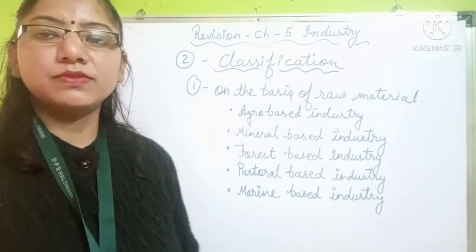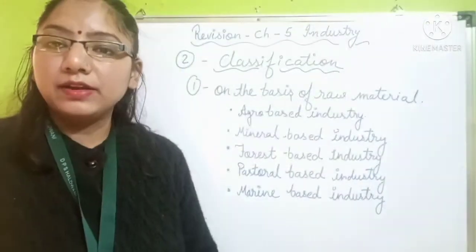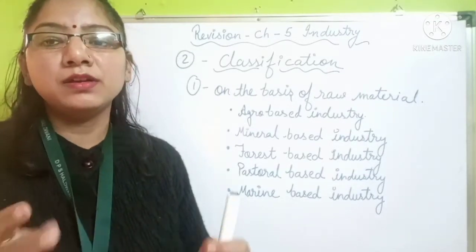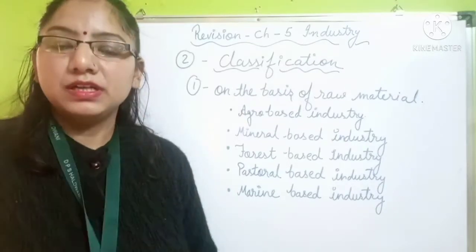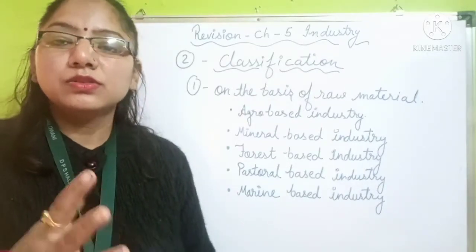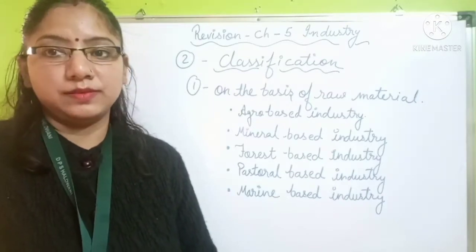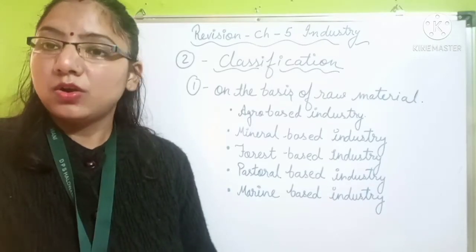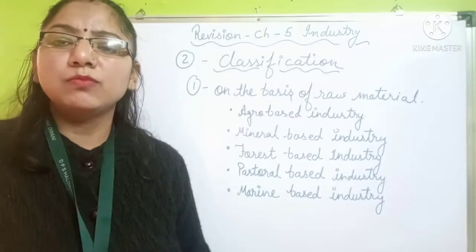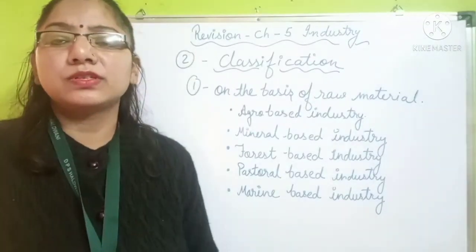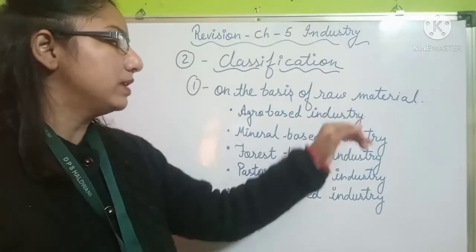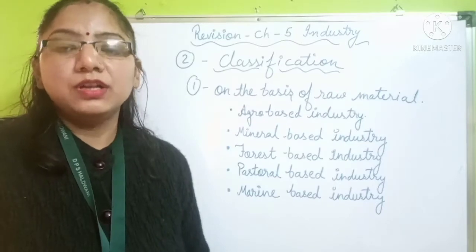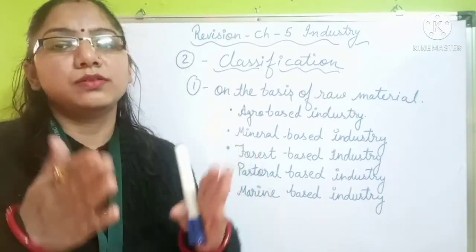What are these? First of all, the agro-based industry. Agro means agriculture. So when the industry depends upon the agricultural raw material, it can be the agro-based industry, in which we can include the food industry, cotton industry, jute industry, sugar industry, and many more types of industries, in which the industry depends upon the agricultural raw material for its first purpose.